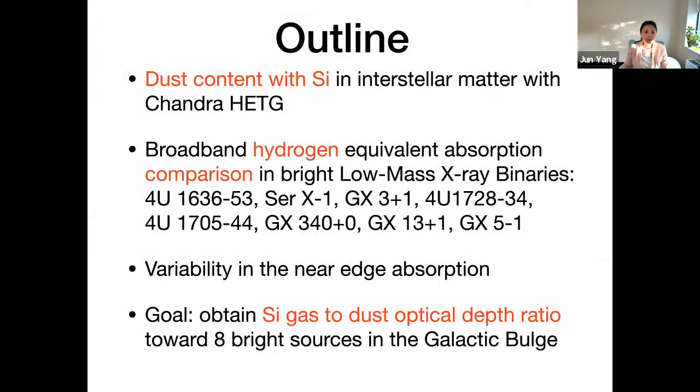Knowing the dust content, with silicon, in the interstellar medium is necessary to understand the composition and the evolution of the interstellar medium, which helps us to understand the cooling and heating processes of the interstellar medium and that dominates the star formation rate of our galaxy. We use the Chandra High Energy Transmission Grating Spectrometer to measure the broadband hydrogen equivalent absorption in these bright sources. We identify the variabilities in the near edge absorption. The goal is to obtain the gas to dust optical ratio toward different lines of sight in the galactic bulge.